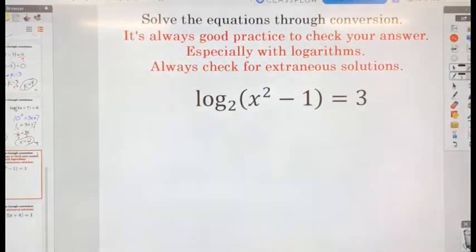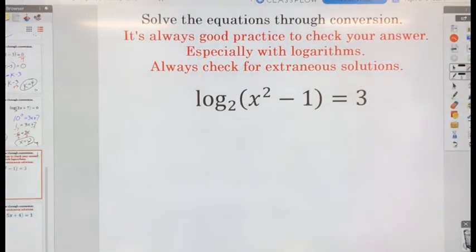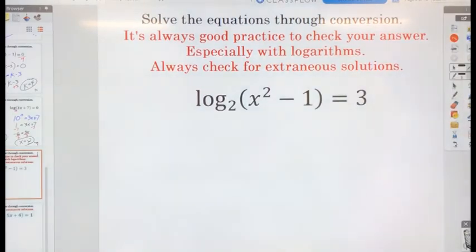Now let's look at a bit more college algebra type of problem. So the difficulty just increased by a little bit. Like I've been doing, it's always good practice to check your answer, especially with logarithms, because as you see, logs don't like negative numbers. Always check for strange solutions. It won't happen today, but it will happen pretty soon.